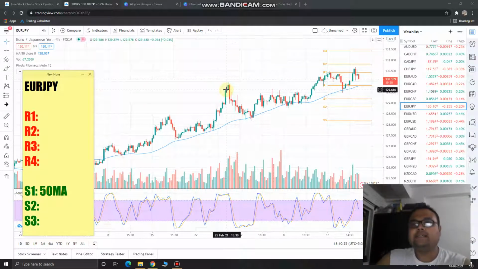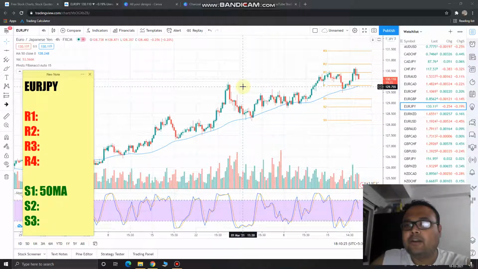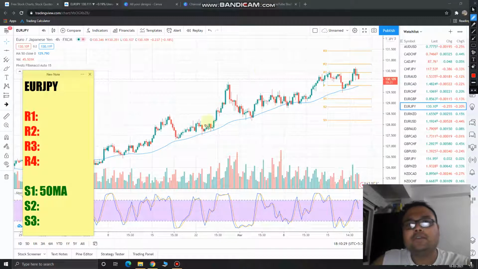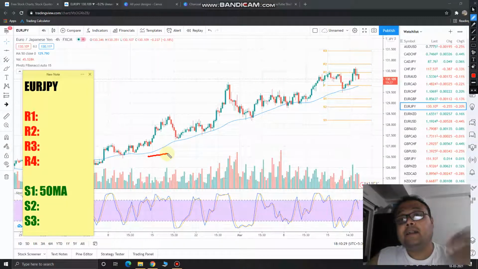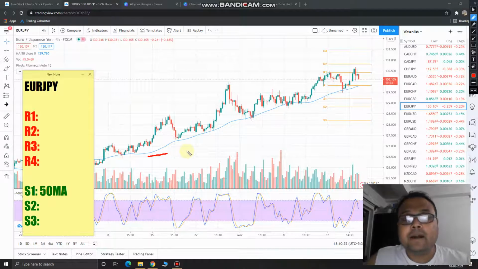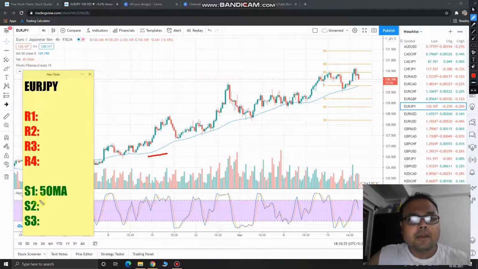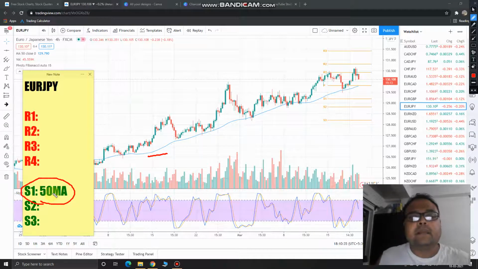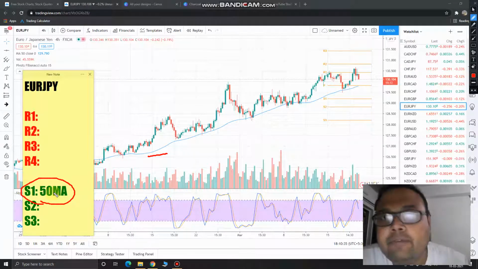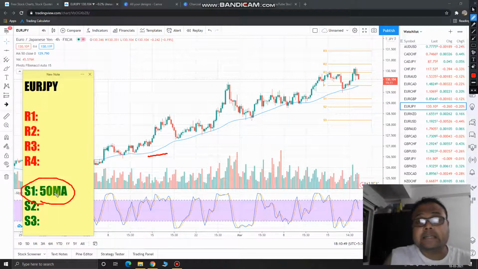So you can see that right now market is trading at 130.11, and the good news is that market is still in an uptrend, and most importantly the market is still respecting the support of 50 moving average. You can see here that I have mentioned 50 MA as the support, because the 50 moving average is still a valid support for market.